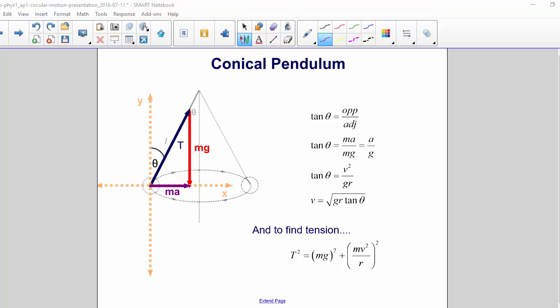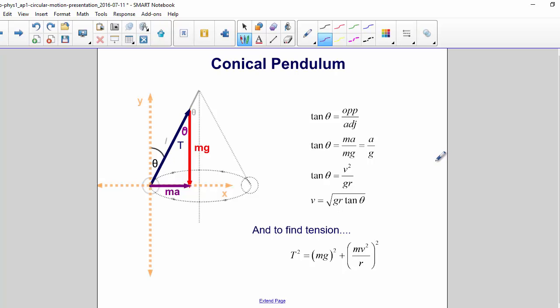Since this is a right triangle, we can say that tangent of theta equals opposite over adjacent. Here is our theta. Opposite is ma, adjacent is mg. So we have tangent of theta equals ma over mg. Cancel out the m's and you get tangent equals a over g, or v squared over g r. And again, we get v equals the square root of g r tan theta.